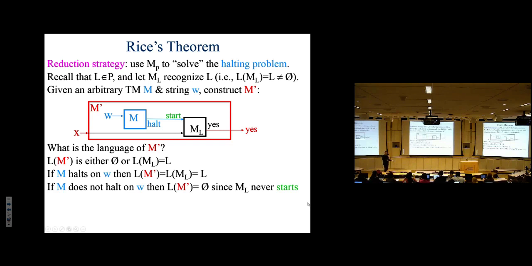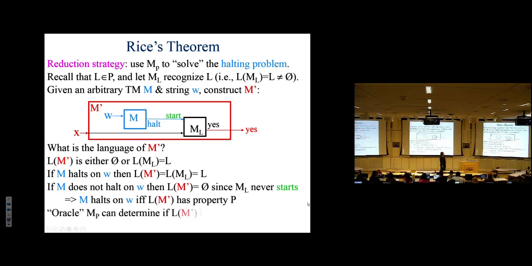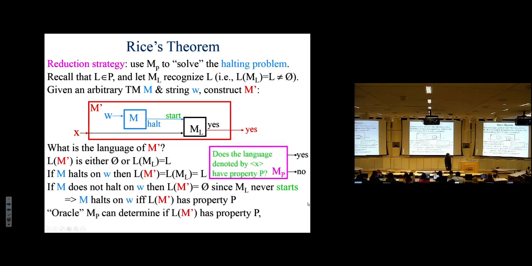And if you have some oracle that will tell you if the language of that machine M prime, the red machine, has this property or not, that tells us whether M halts on W or not, which means that property is undecidable, because the halting problem is undecidable, and we use that property decider to solve the halting problem for us. And this generalizes the last three examples. So there's no way to decide a non-trivial property, because if there was, you'd use this reduction to decide the halting problem, which we know you can't do.